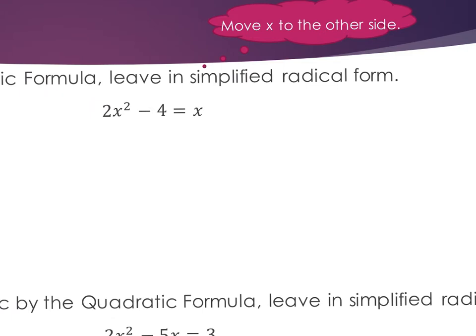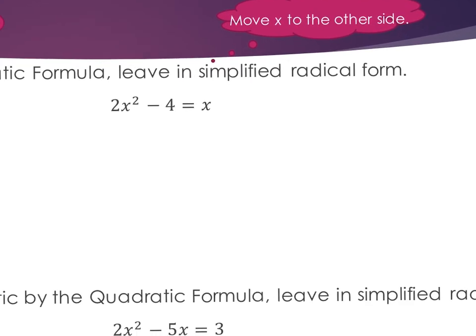If we look at the next example, is it an ax squared plus bx plus c equals 0? Well, the answer to that is obviously no. So we have to subtract the x so that it is on the left side. So 2x squared minus x minus 4 equals 0. And we're going to do the same steps as we did before.